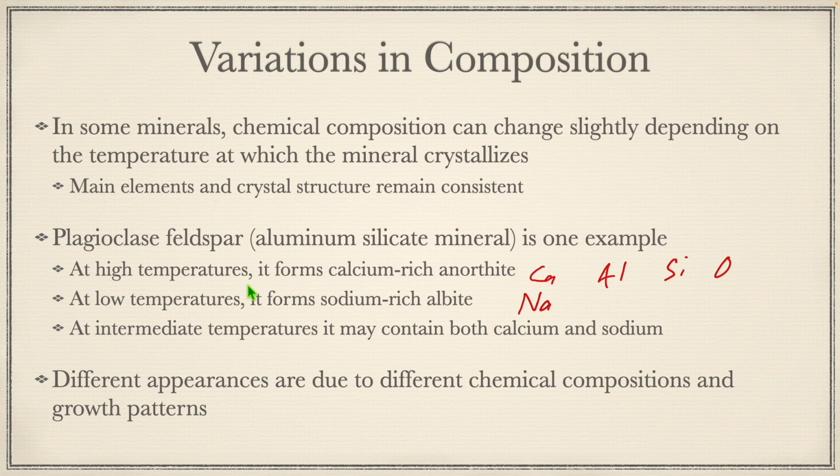And then at intermediate temperatures, it may contain both calcium and sodium, and they may form layers. So you may have a layer of calcium-rich feldspar, and then a layer of sodium-rich, and then a layer of calcium-rich, and then a layer of sodium-rich. And they just kind of layer on each other. That happens at intermediate temperatures, and they both form. Different appearances are due to different chemical compositions and growth patterns of the crystals, that is.